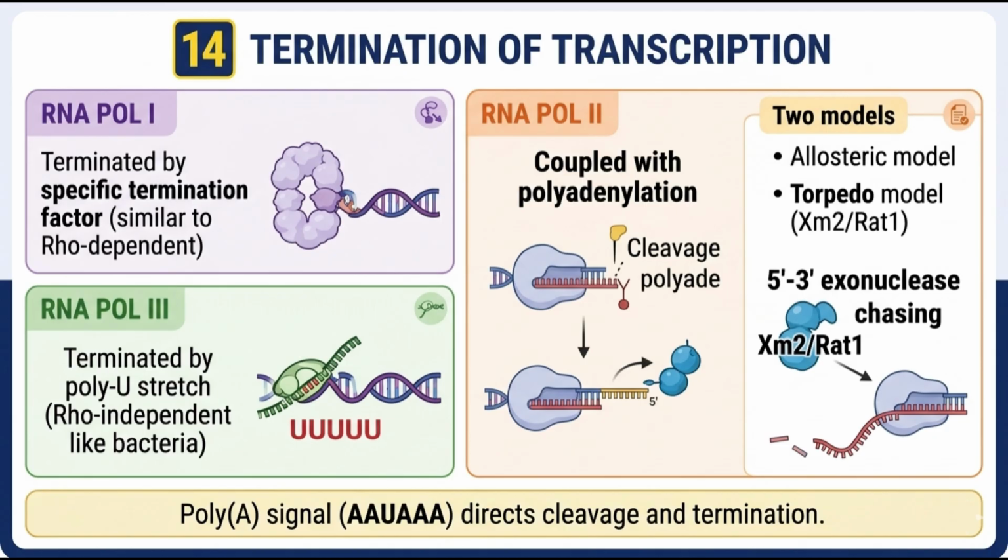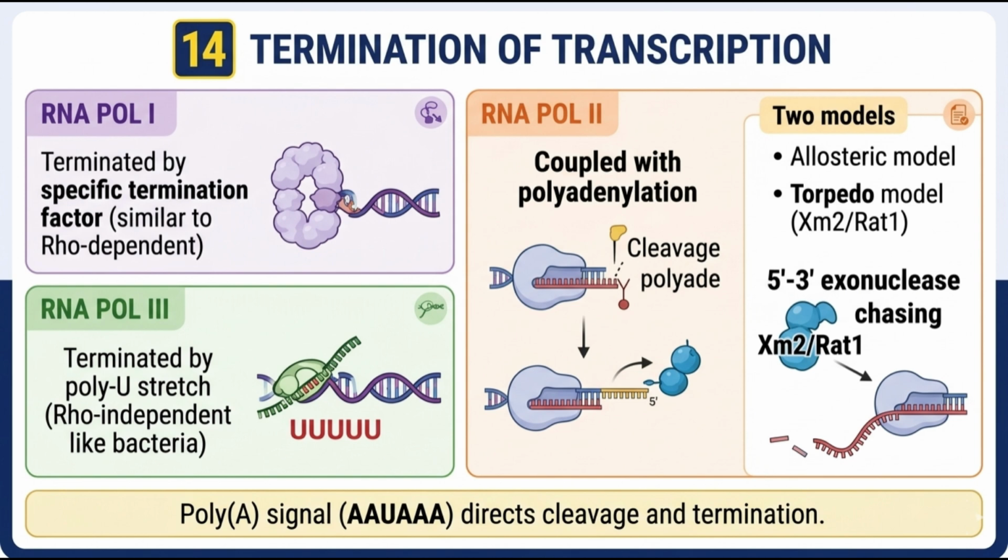Termination of eukaryotic transcription. Termination mechanisms differ among the three RNA polymerases. RNA polymerase I termination requires specific termination factors. RNA polymerase III terminates transcription at poly-U sequences, similar to bacterial intrinsic termination. RNA polymerase II termination is explained by two major models.